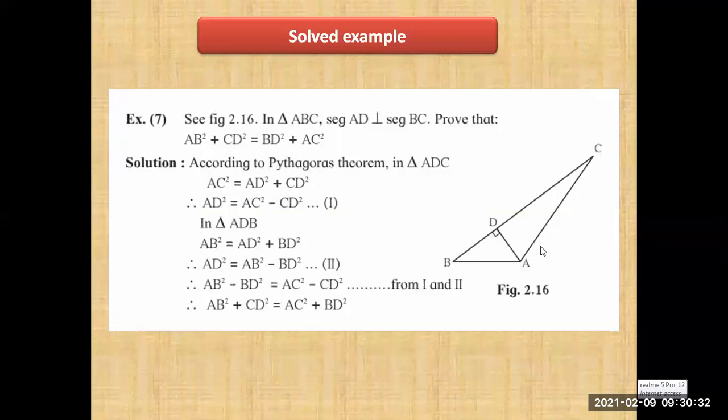See, we are applying Pythagoras theorem two times here. First we apply it in triangle ADC, and after applying, we find the value of AD square. This gives equation number 1. In the second triangle ADB, apply Pythagoras theorem and find the value of AD square. This one is equation number 2. Then equating equations 1 and 2, we get our final result. So our problem is solved and finished.